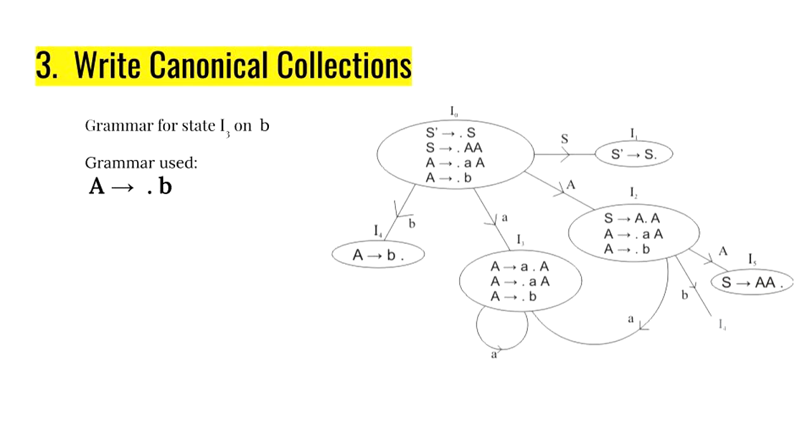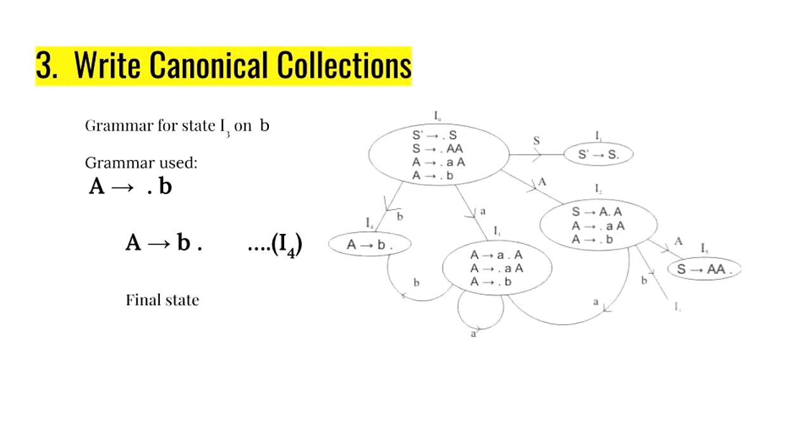Again, A derives .b, we have seen this production before, it's going to yield the state I4. How? A derives .b on input b will become A derives b. We will not write this state again because we have already seen it. So I3 on input b transitions to state I4.